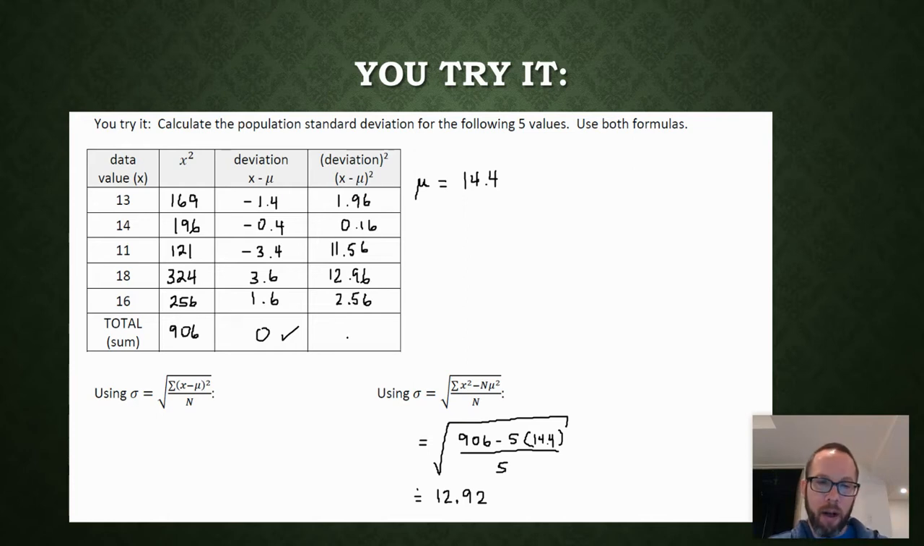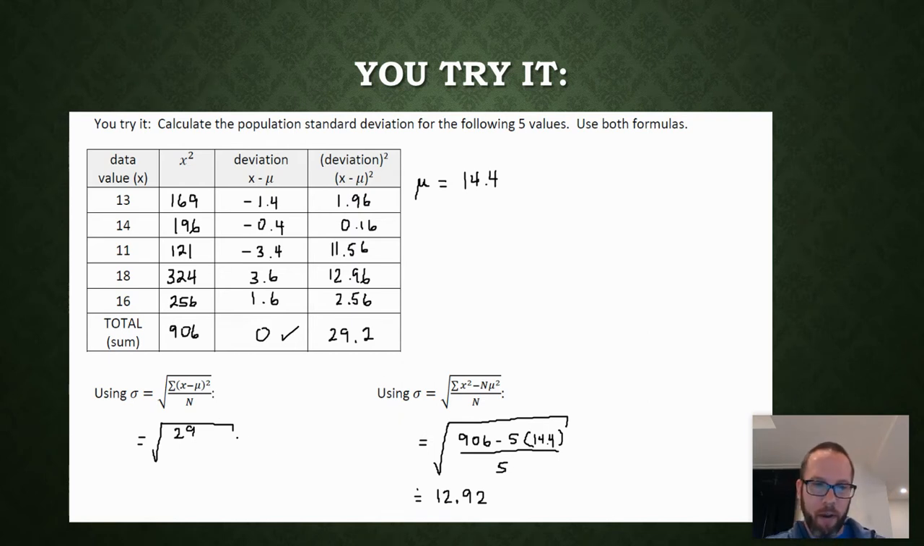Keep in mind, hopefully none of you got caught on this: when you square a number, you always get a positive or 0, so you shouldn't have any negatives in this last column here. I got 29.2 as the sum of those deviations squared. So for this, we got 29.2.